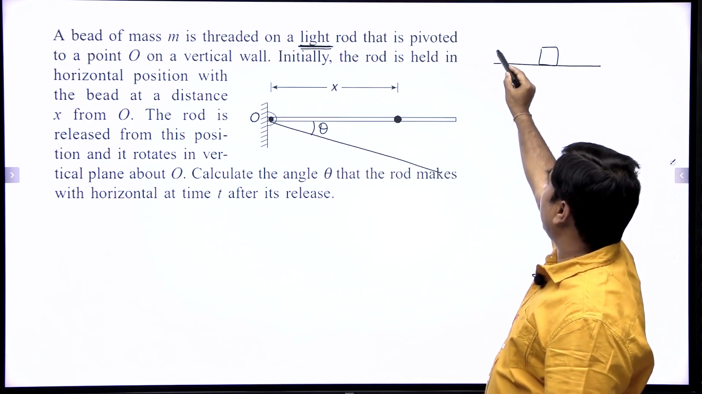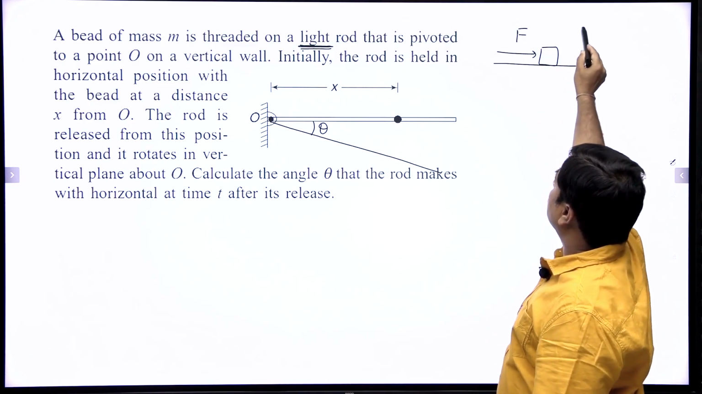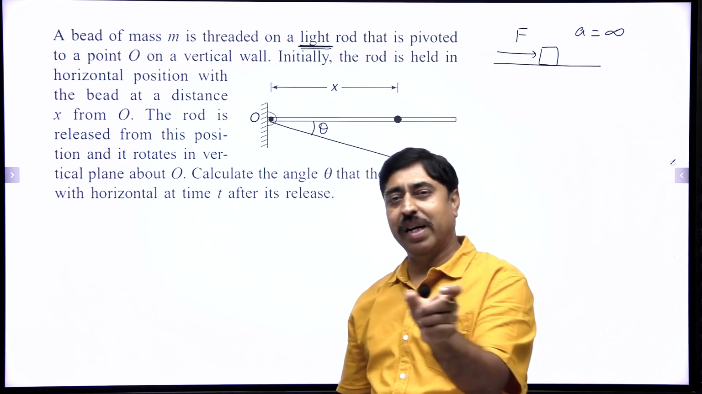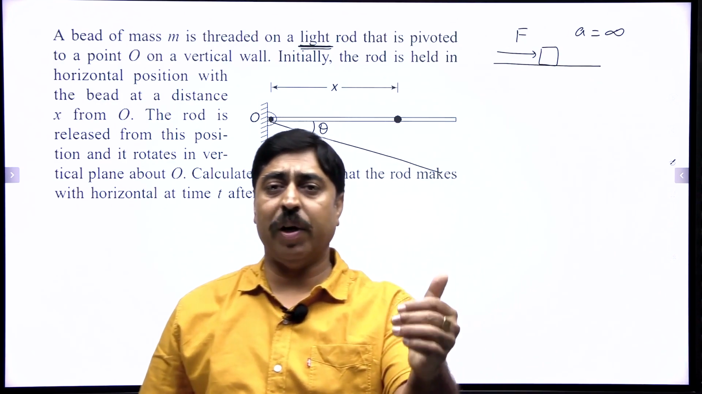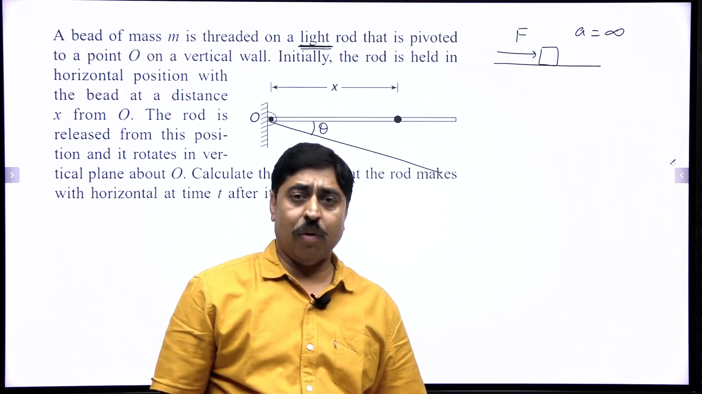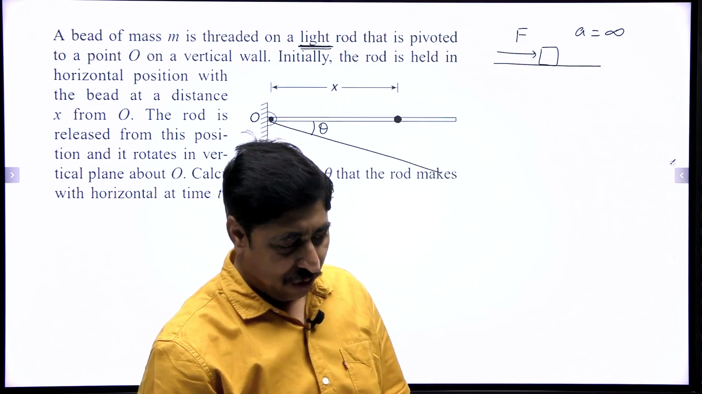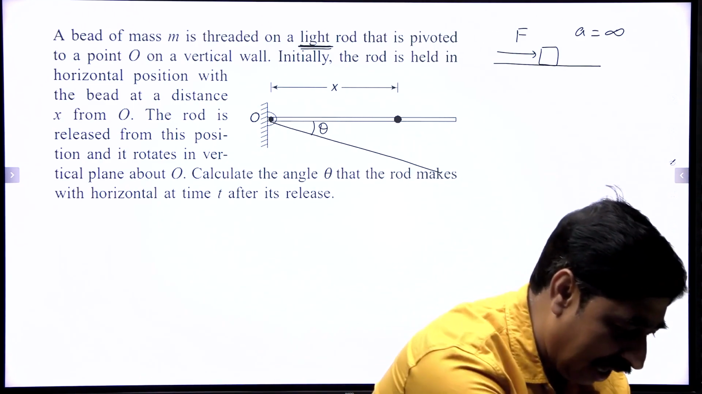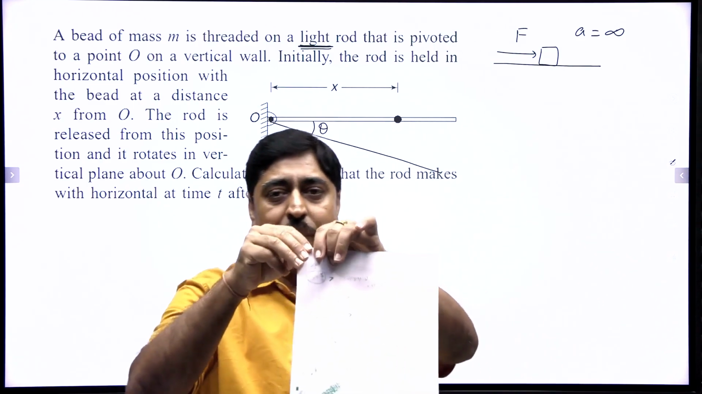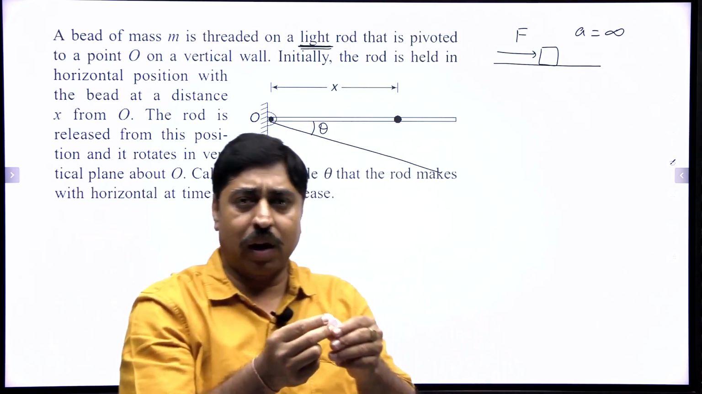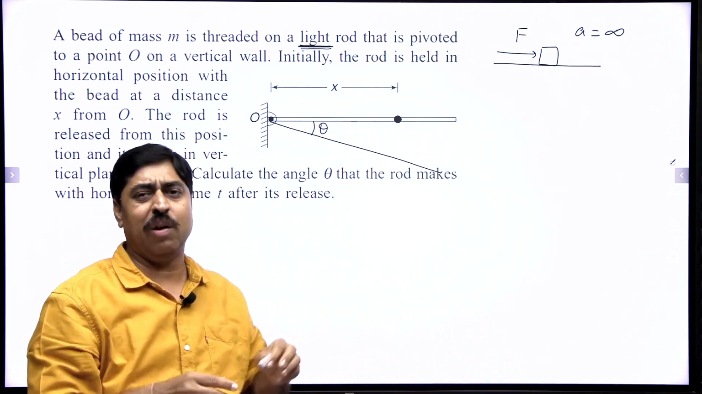If you apply any finite force on this, its acceleration will become infinity because F by m, m is tending to 0. So acceleration will become infinite, though that is not permissible. Even if, just for the sake of argument, I assume that I have a very small piece of paper in my hand, almost massless, very light, and by some means I am able to apply 100 Newton force on this.